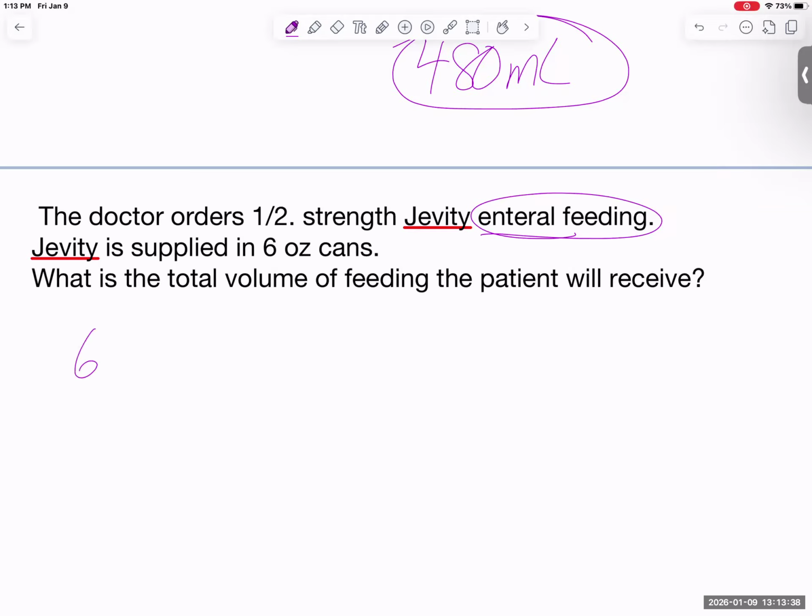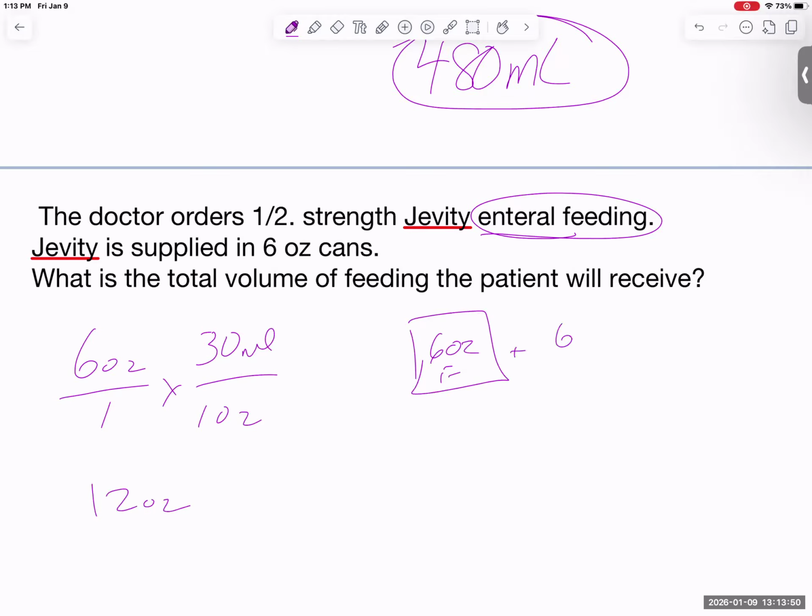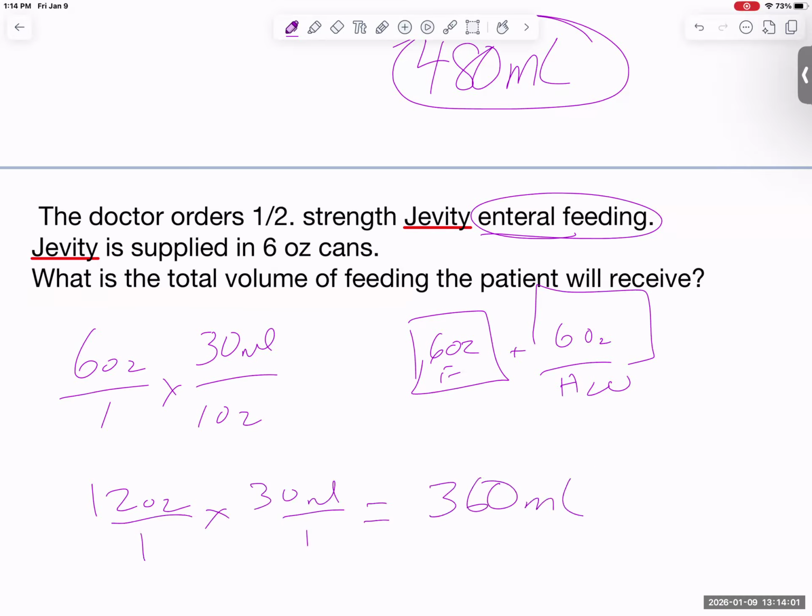So 6 ounces, you can solve 6 ounces alone and then multiply it by 2, or you can solve for 12 ounces because remember, you walked in the pantry, there was a 6-ounce can of formula. You have to add 6 ounces of water, and that's 12 ounces, and 12 ounces times 30 milliliters over 1 will give you 360 milliliters total volume. That's what you're going to put on your intake.